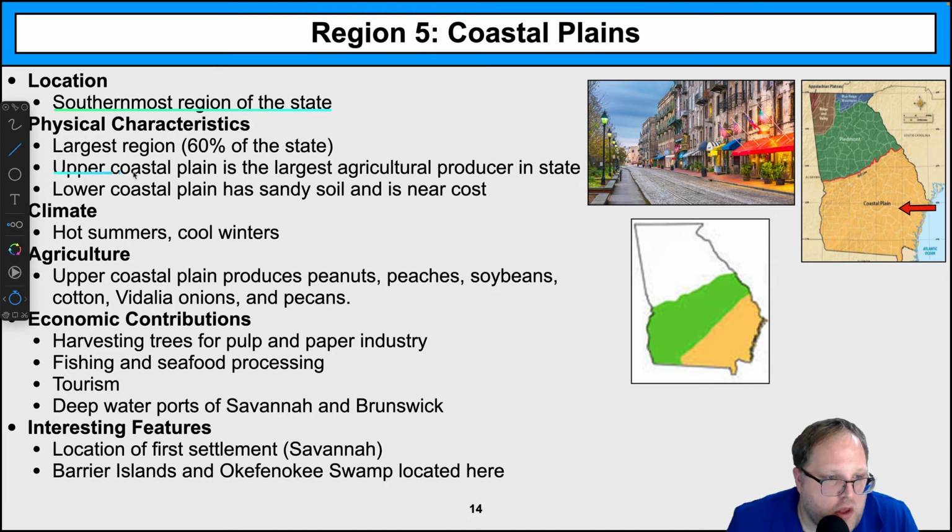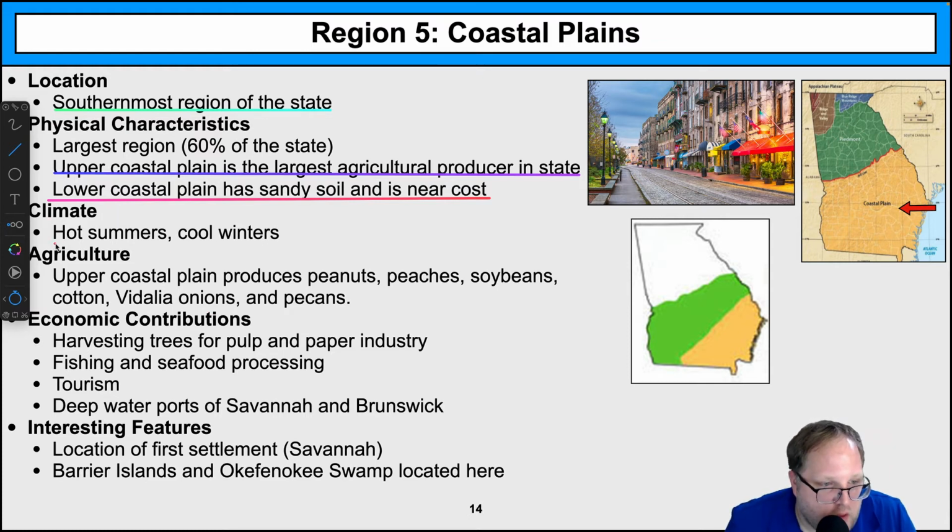There's what we call the Upper Coastal Plains, which is a huge producer of agriculture in the state, and you can see the Upper Coastal Plains is in green right here. And then we have what is called the Lower Coastal Plains, which is not great for agriculture because of its sandy soil, but it benefits from being near the coast, which brings additional opportunities for the people who live in that part of the state.